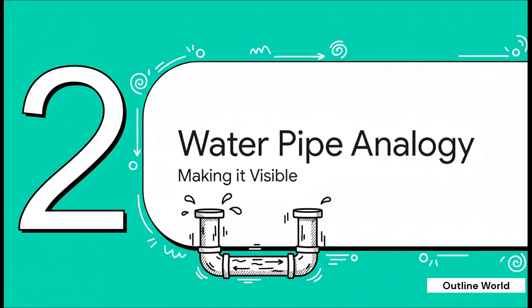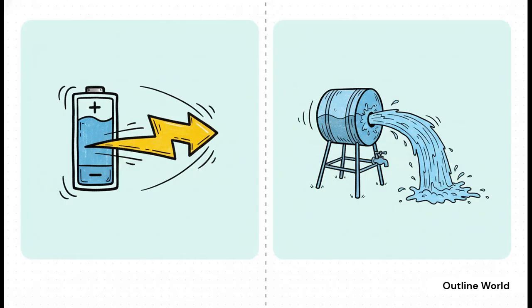Now look, since we can't actually see electrons zipping around in a wire, the absolute best way to visualize all of this is with a super simple analogy that everyone gets. Just imagine water flowing through a pipe. In our analogy, voltage is exactly like water pressure. I mean, think about it. The more pressure you have in the system, the harder the water is going to spray out of the hose, right? It's the same thing with electricity.